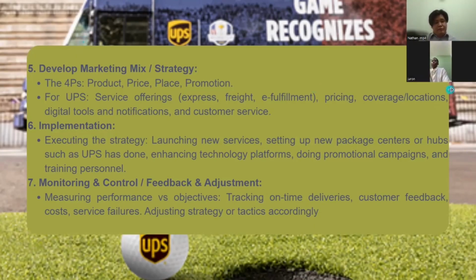The sixth step is implementation. Executing the strategy, launching new services, setting up new package centers or hubs, such as UPS has done, enhancing technology platforms, doing promotional campaigns, and training personnel. And lastly, the seventh step is monitoring and control, and feedback and adjustment. So measuring performance versus objectives, tracking on-time deliveries, customer feedback, costs, and service failures, adjusting strategy or tactics accordingly.